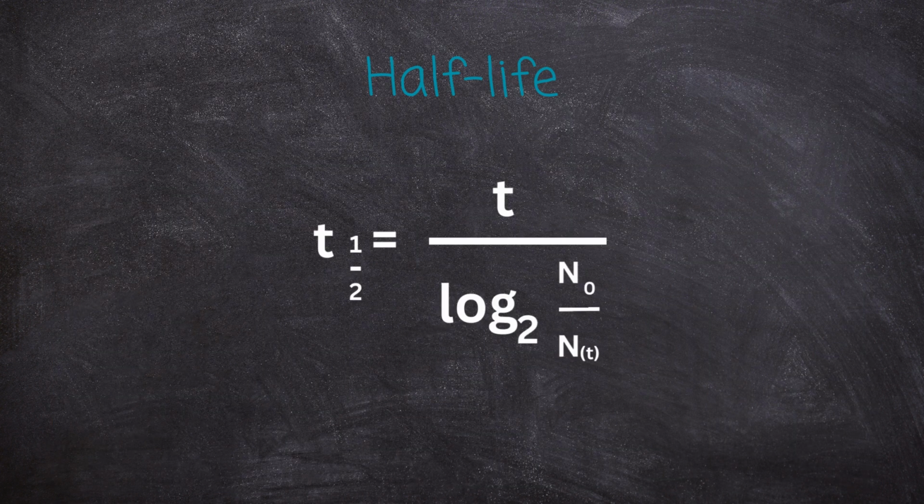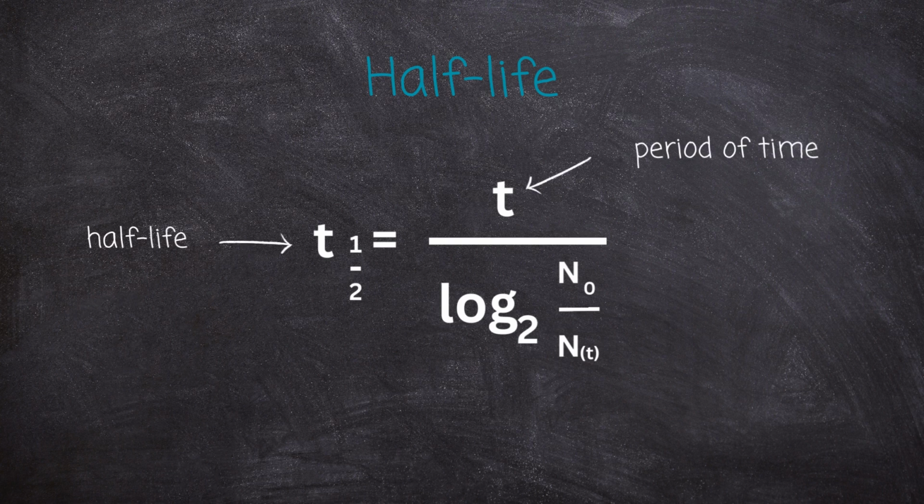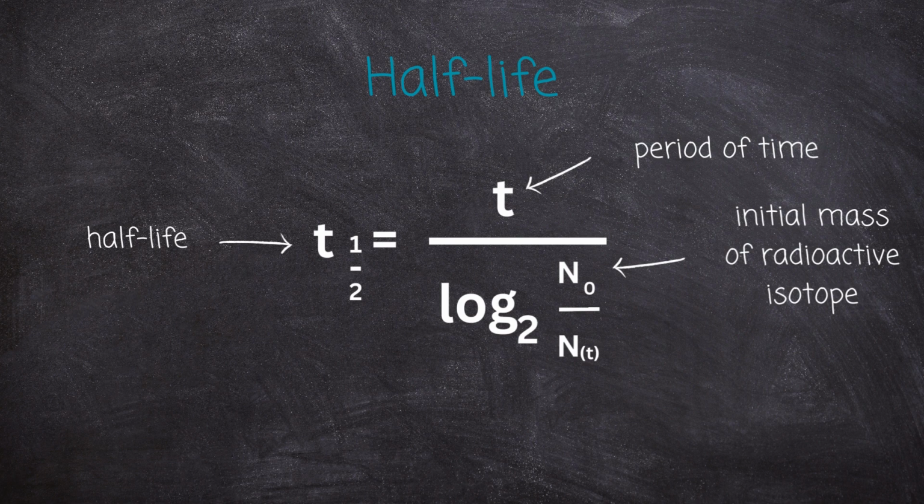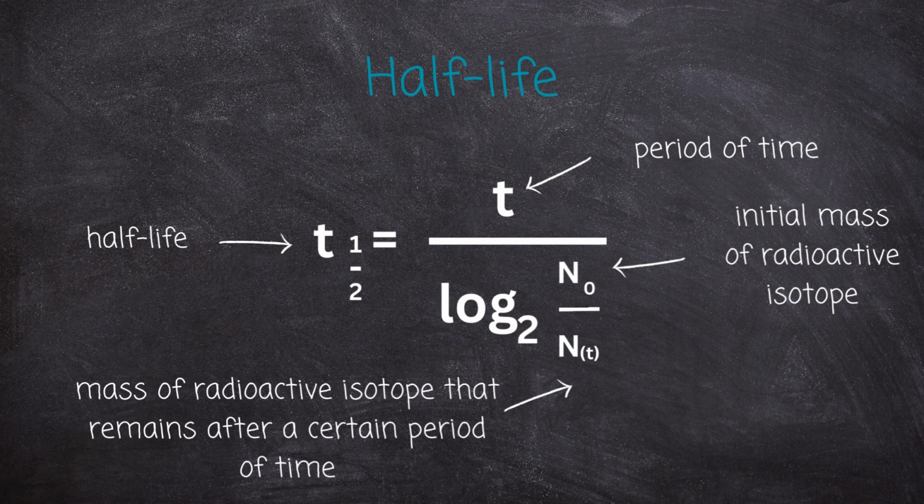The half-life of an isotope can be calculated once the initial mass of the radioactive isotope is known, and the mass of the remaining radioactive isotope after a certain period of time is also known. The following equation can be used to calculate the half-life of a radioactive isotope. Half-life equals the period of time over the log base 2 of the mass of radioactive isotope before decay over mass of the radioactive isotope after a certain period of time.